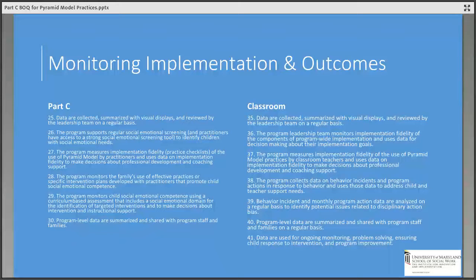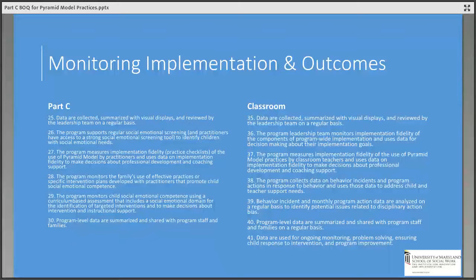That number 39 looks at behavior incident and monthly program action data being analyzed on a regular basis. So not just when the end of year report is due, but how does the team sit with that regularly to look at, are there any potential issues related to disciplinary action bias, or are there any trends that we're seeing that could be addressed in some way proactively?